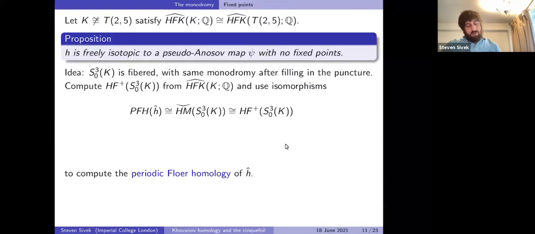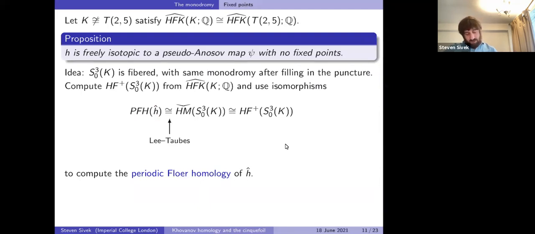So what we want to do is compute a nice version of the Heegaard Floer homology of that zero surgery, that closed 3-manifold, using the knot Floer homology, and then relate that, I'm going to go from right to left here, relate the Heegaard Floer homology to the monopole Floer homology of the same manifold, which we can then relate to the periodic Floer homology of the monodromy. And I put a little hat here to indicate that we filled it in. So using that, we'll actually just determine the periodic Floer homology of this map.